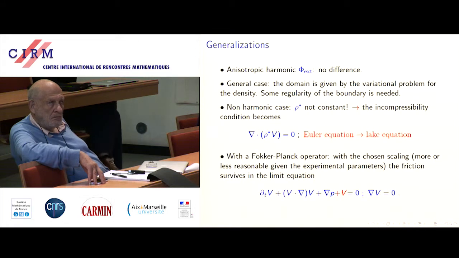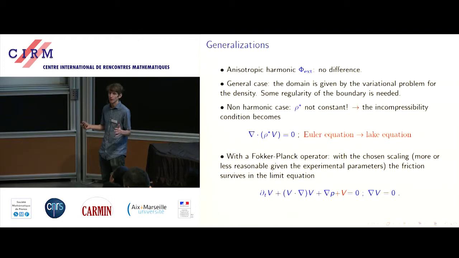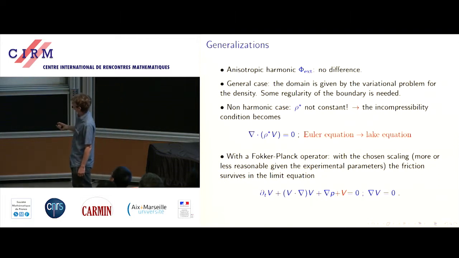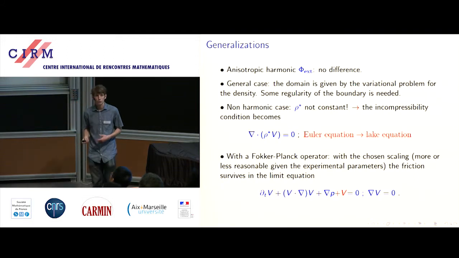So rho star does not depend on time, really. It's fixed by my variational problem. It just depends on space, and V depends on time and space, and has to satisfy this constraint here instead of the incompressibility condition. So the Euler equation is just modified by replacing incompressibility by this. Beforehand, I didn't know these equations had a name, and now I've learned that when you replace incompressibility by this, it is called the lake equations, because probably it was introduced to study hydrodynamics in lakes.